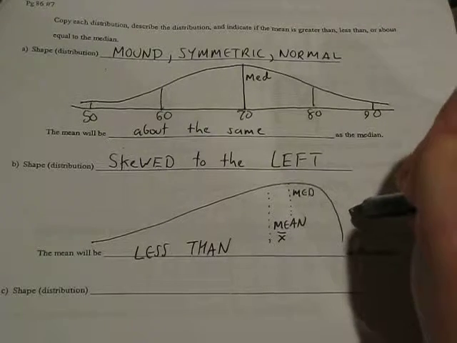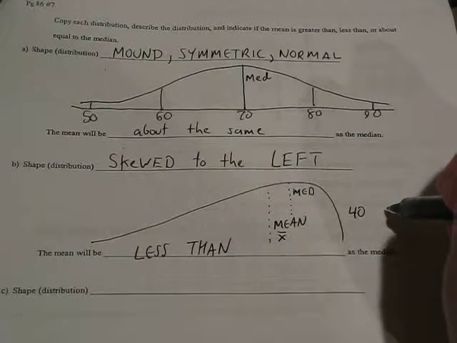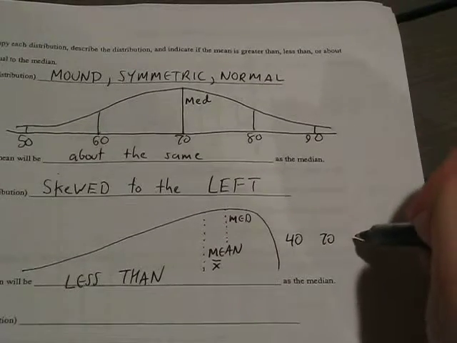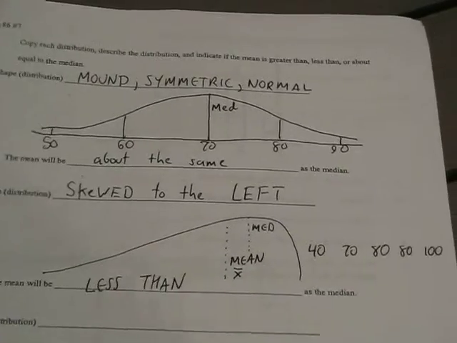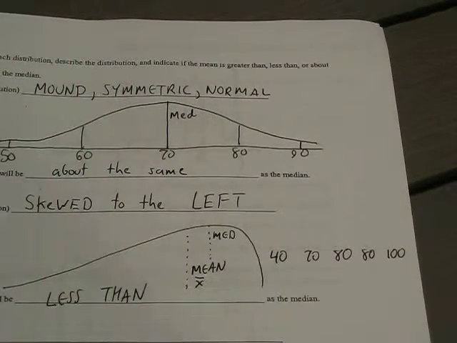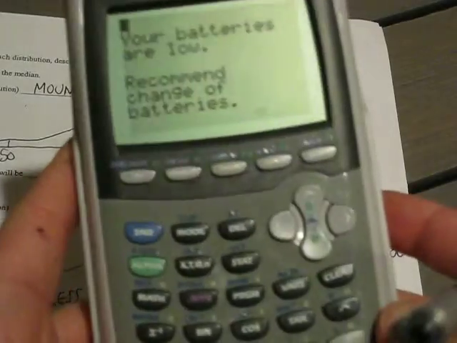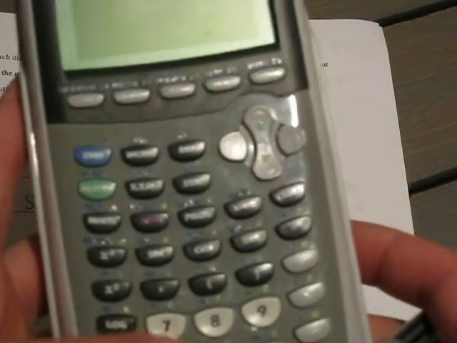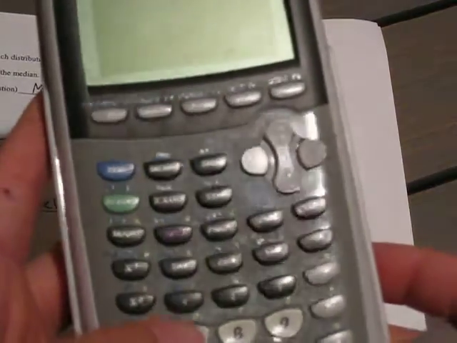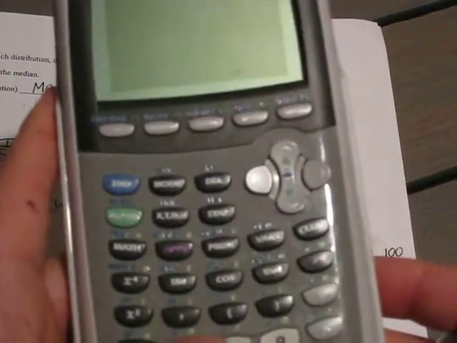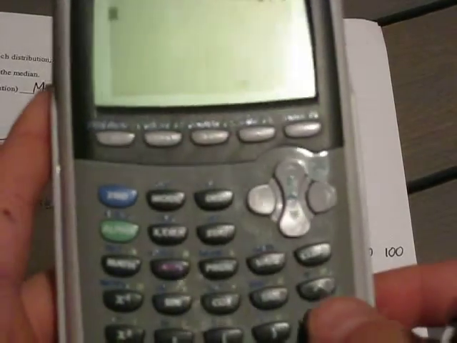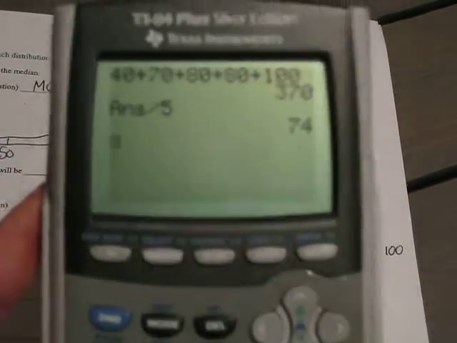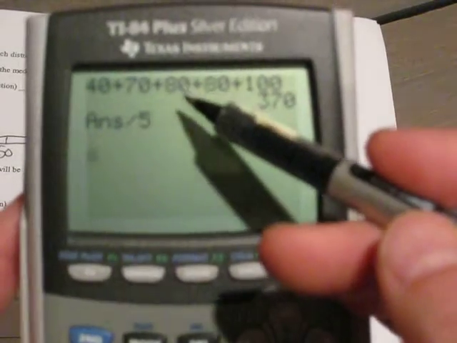Now, if you want to see that out on paper, let's take a look at 5 numbers that are skewed to the left. Let's say we have a test score of 40, a test score of 70, a test score of 80, another test score of 80, and a test score of 100. So we have 5 test scores: 40, 70, 80, 80, and 100. Now if I add those up on the calculator that I need new batteries in, 40 plus 70 plus 80 plus 80 plus 100. Now to find my average, I take these numbers, I hit enter, get a total, divide by 5, and my average is 74. We'll compare the average to the median, which is 80.